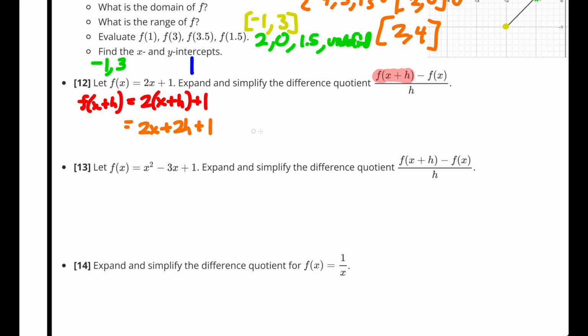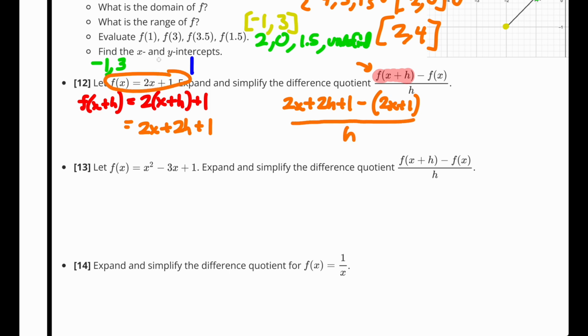Okay. So now I'm going to put this orange in the formula up here. So now it's going to be 2x plus 2h plus 1 minus f of x. So my f of x is just 2x plus 1. It was given in the original problem right here. And then I'm going to divide all that by h.